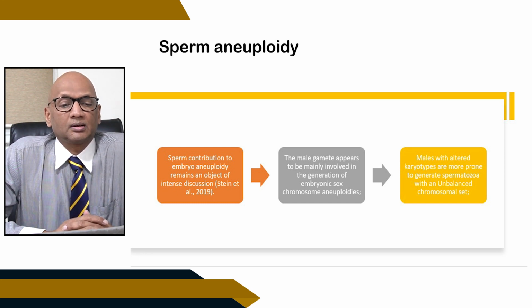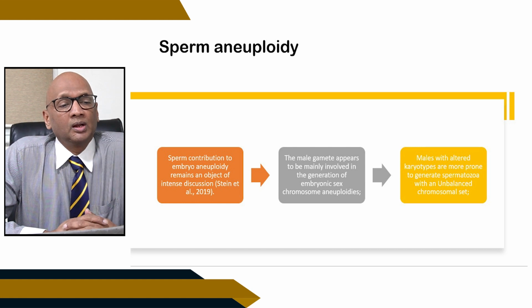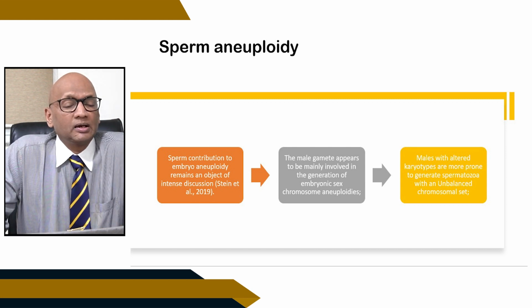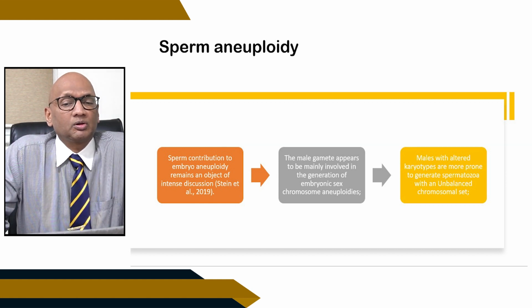Males with altered karyotyping are more prone to generating abnormal spermatozoa with aneuploidy. In other words, sperm aneuploidy involves most of the time abnormalities of sex chromosomes and also, to a certain extent, unbalanced chromosomes in the parents. Whereas in maternal aneuploidy, the common chromosomes that are involved are chromosomes 13, 18 and 21.